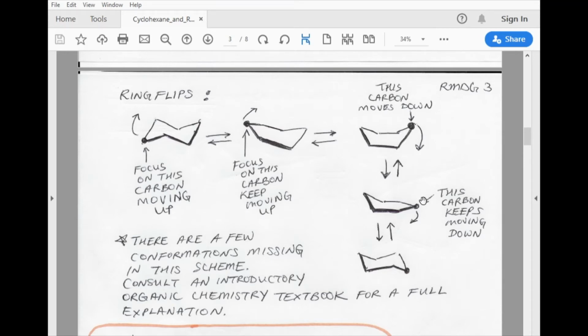And as it moves downwards, we can keep following that path and pushing it downwards such that it falls to the bottom right hand of the structure. And now what we have is another chair structure, but you'll notice that this chair structure and this chair structure look like mirror images of one another.